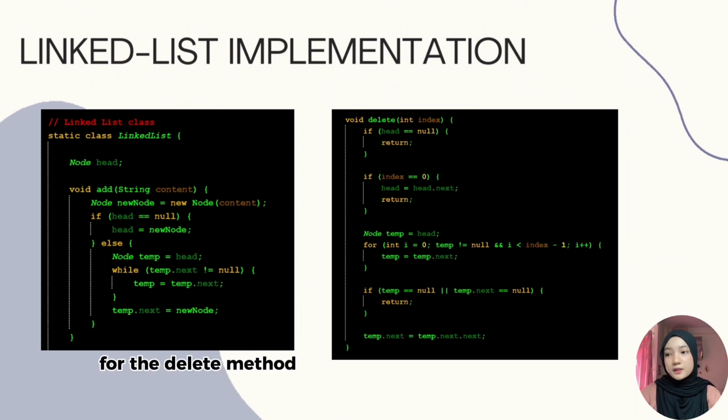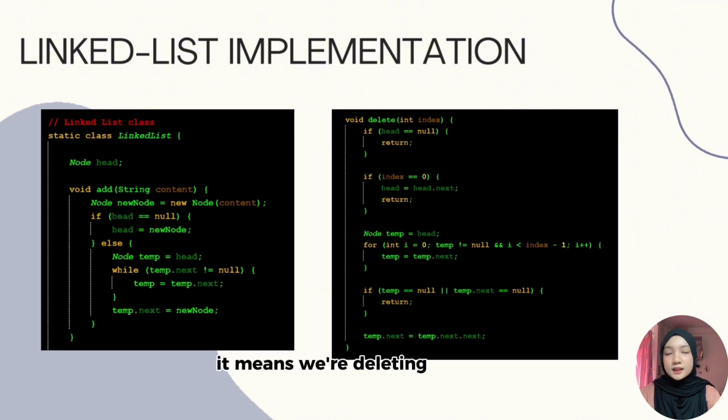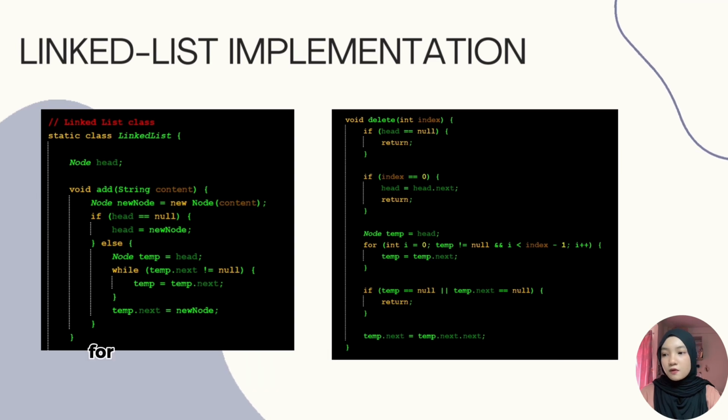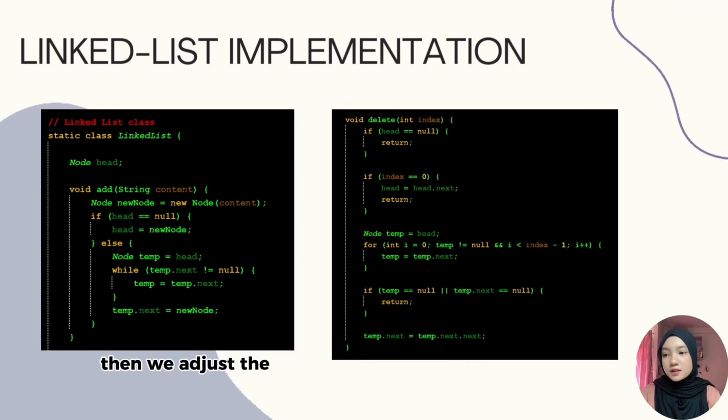For the delete method, it removes a node at a specific index. If the list is empty, then nothing happens. But if the index is 0, it means we're deleting the head, so we just point the head to the next node. For any other index, we loop through the list until we find the node just before the one we want to delete. Then we adjust the pointers to skip over the unwanted node, effectively removing it from the list.